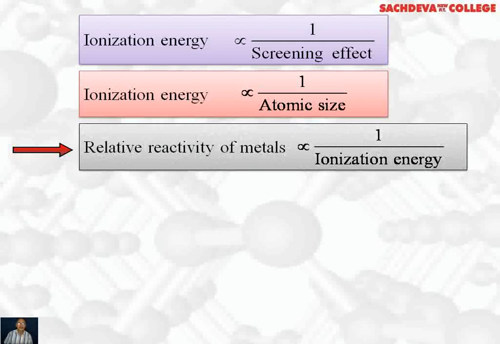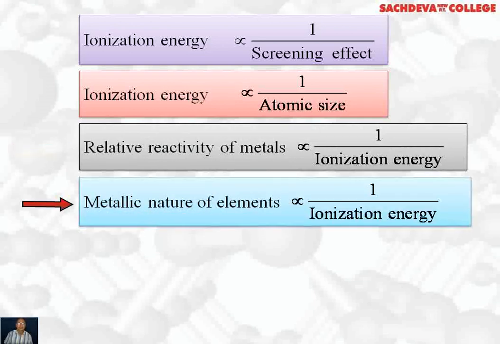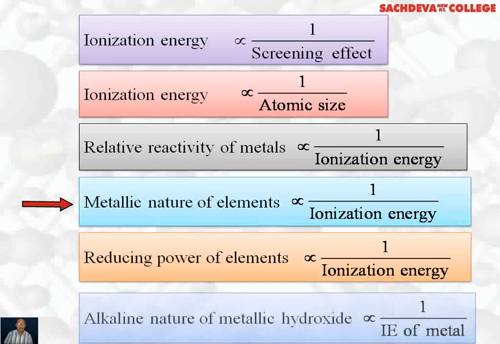Reactivity of metal is inversely proportional to ionization energy. Means higher the ionization energy, lower will be the reactivity and vice versa. Metallic nature of elements also depends upon ionization energy, but it is inversely proportional. Means lower the ionization energy, more will be metallic nature of elements.